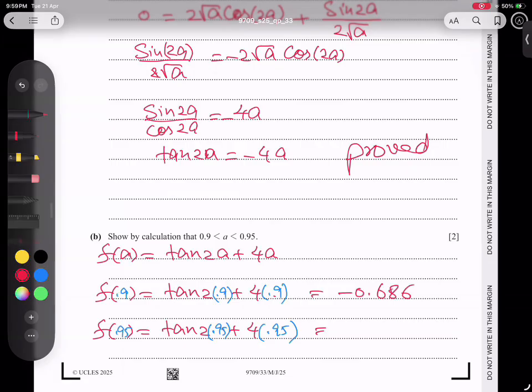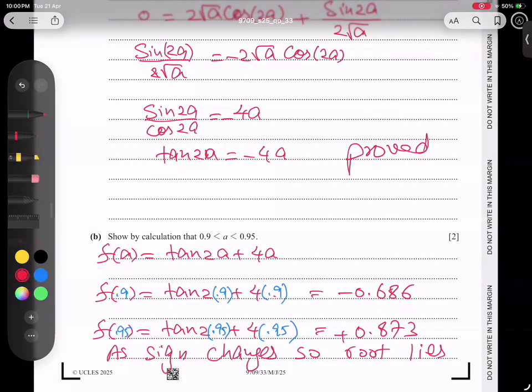And now the second one, I will just say 0.95 only. And the answer turns out to be positive 0.873. Students, as the sign changes, just write a statement: as the sign changes, the root lies between 0.9 and 0.95. I have given this explanation many times, and I will give it again.